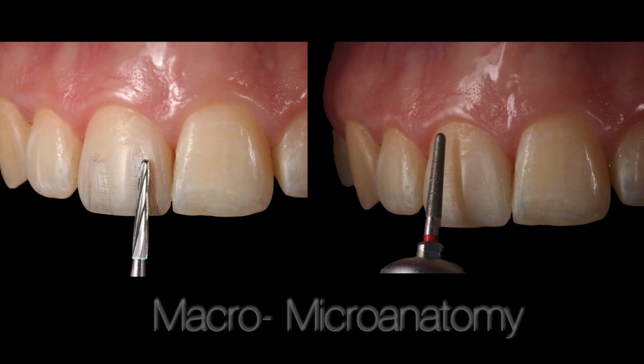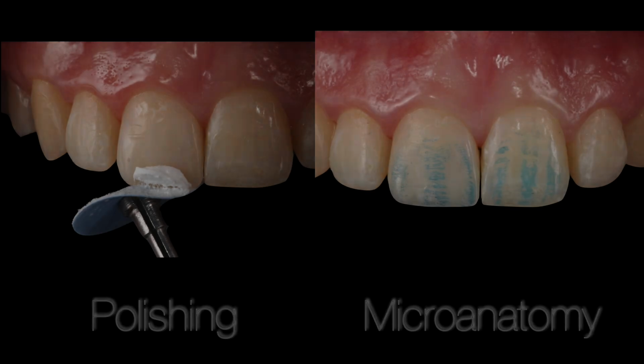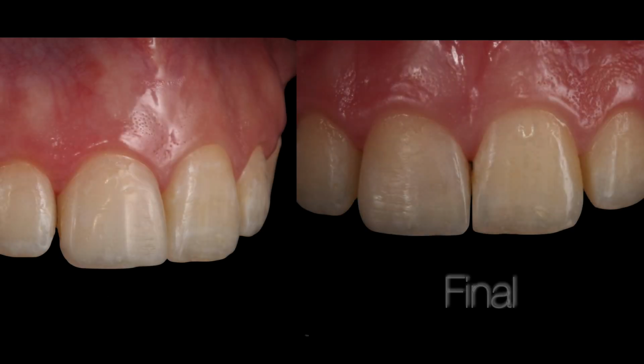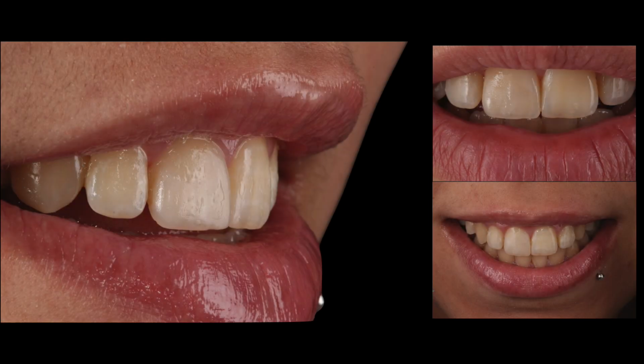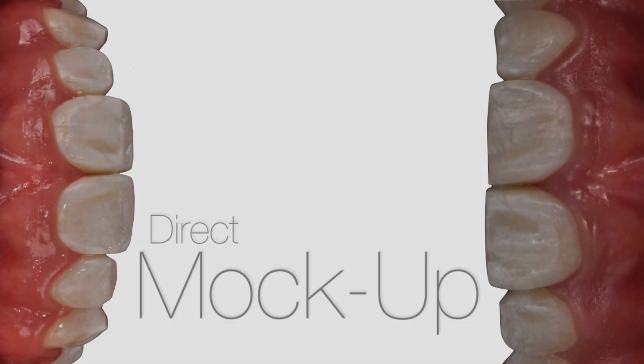So for the polishing and finishing, we marked the macro anatomy, and then we did the micro anatomy, and we checked everything, and we polished everything with disc and polishing paste. With this technique, we check that the micro anatomy is correct, and then we do the final pictures. And this is the outcome of the restoration with the previous wax up.